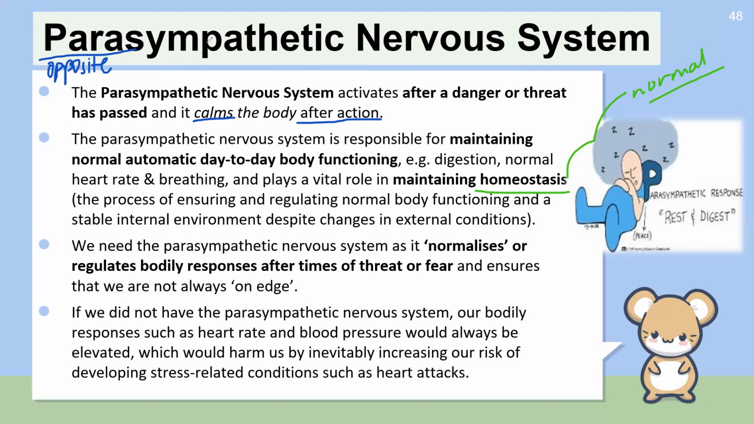Okay, you can remember this using a memory tip: P for parasympathetic, P for the fact that it brings your body back to a peaceful state, the state that you were in before the threat was encountered or before the danger had come into your path. So that's the memory tip for this one. P for parasympathetic, P for a peaceful state. The parasympathetic nervous system is thus also responsible for maintaining that normal day-to-day bodily functioning. And for that reason, we say it does have a role in homeostasis.